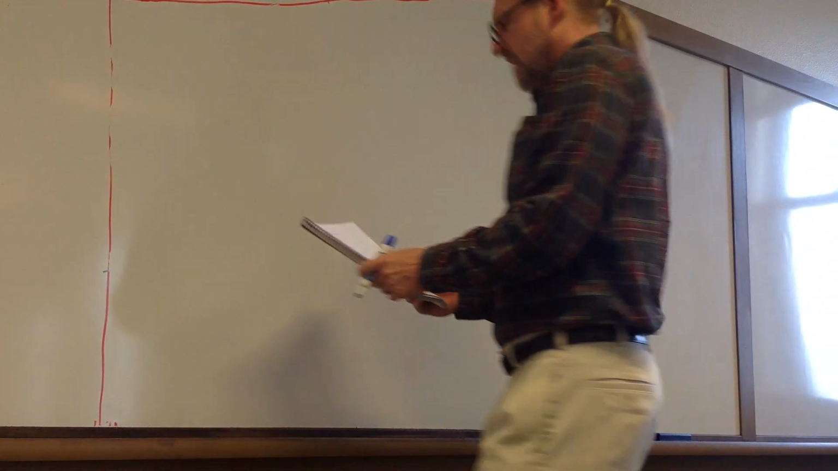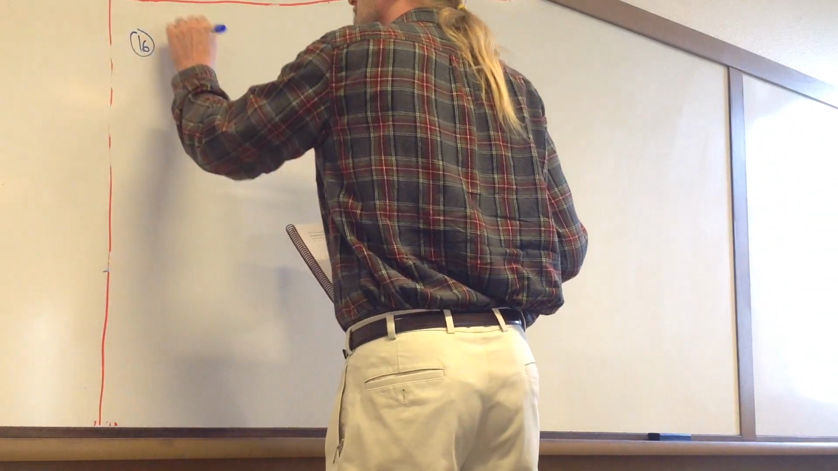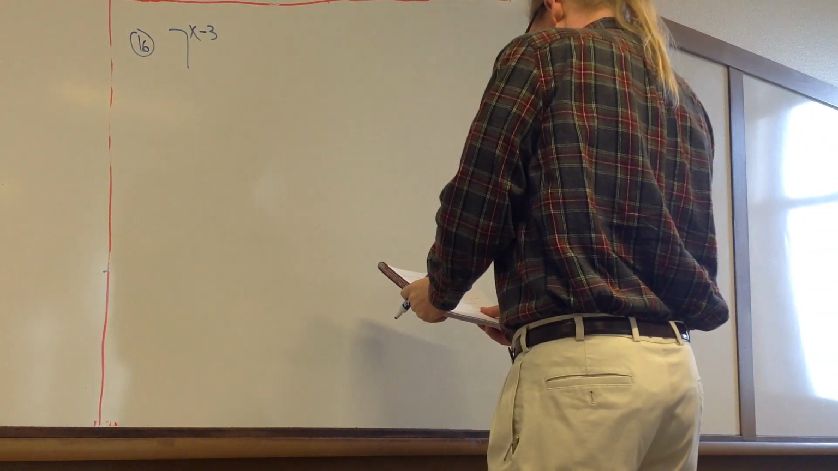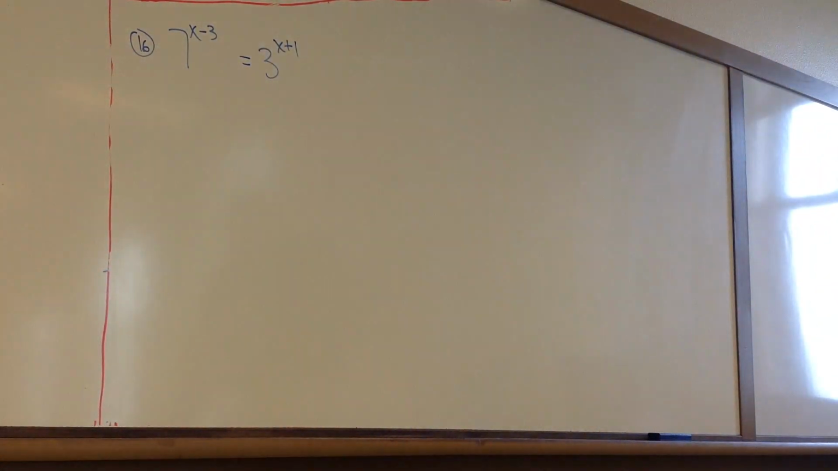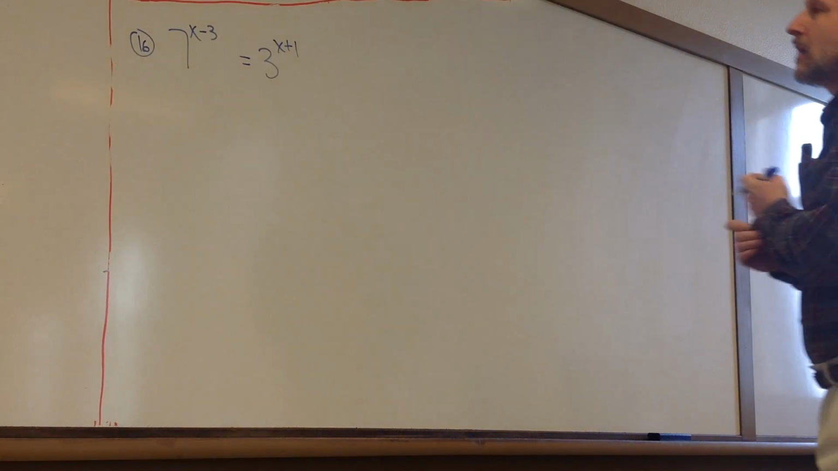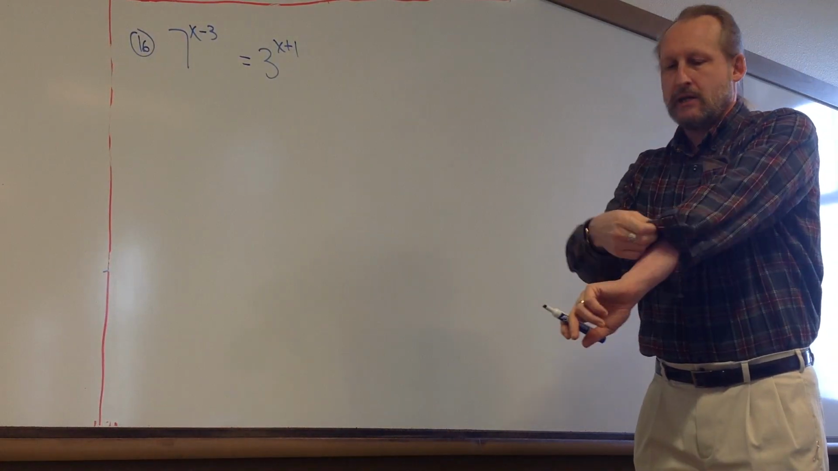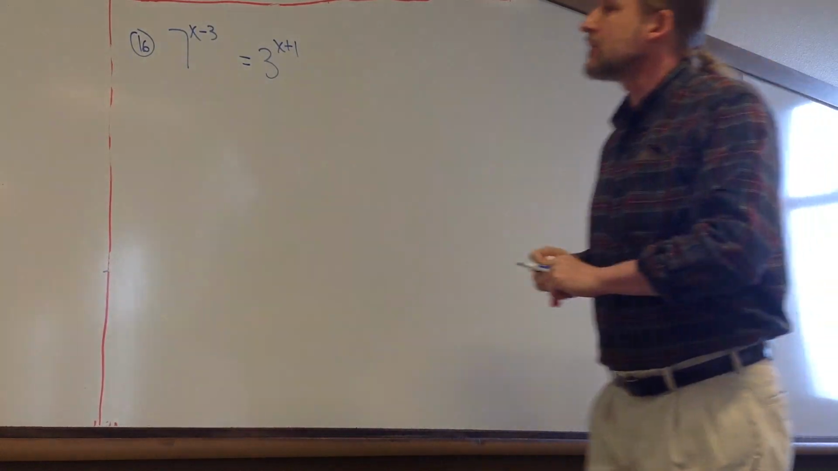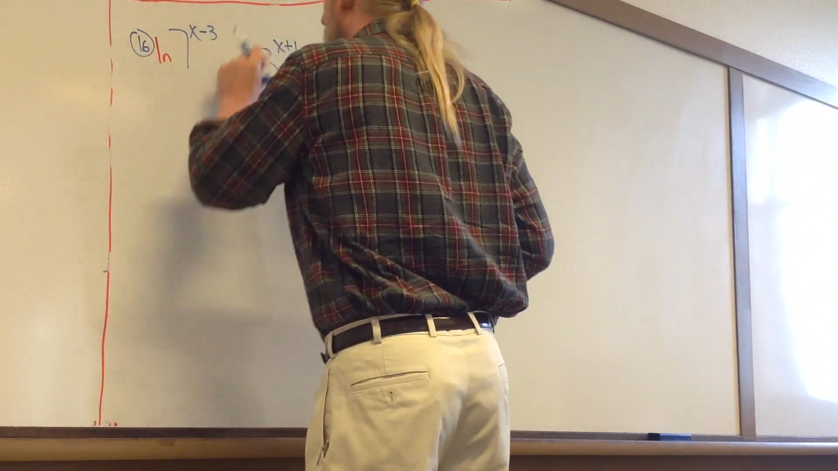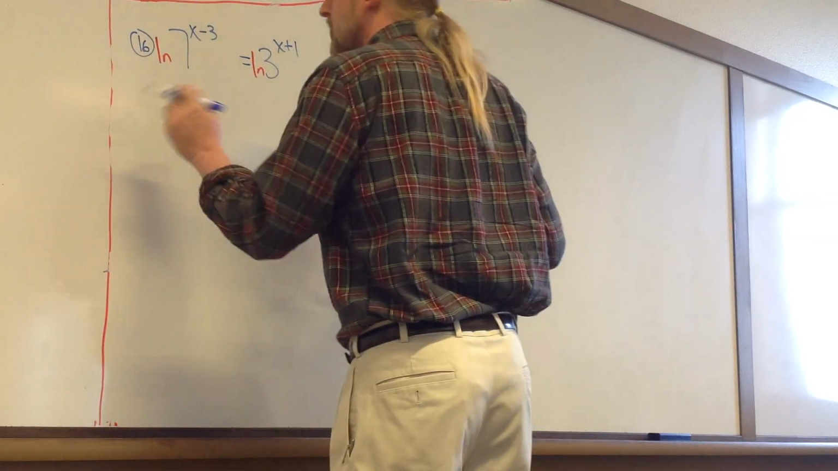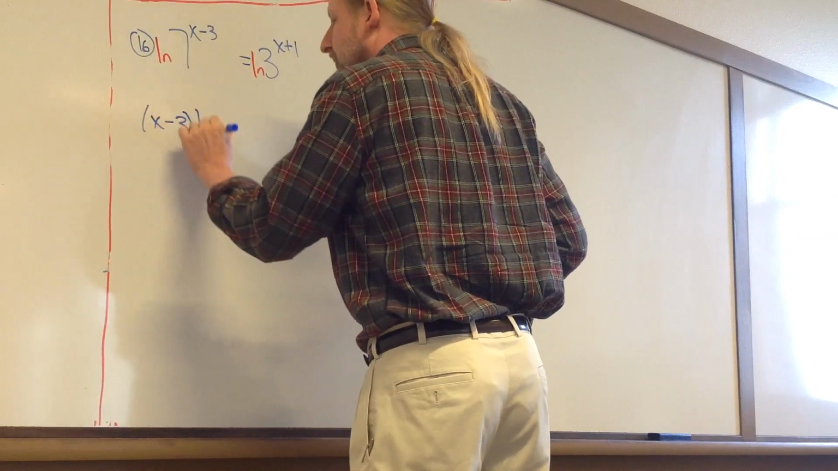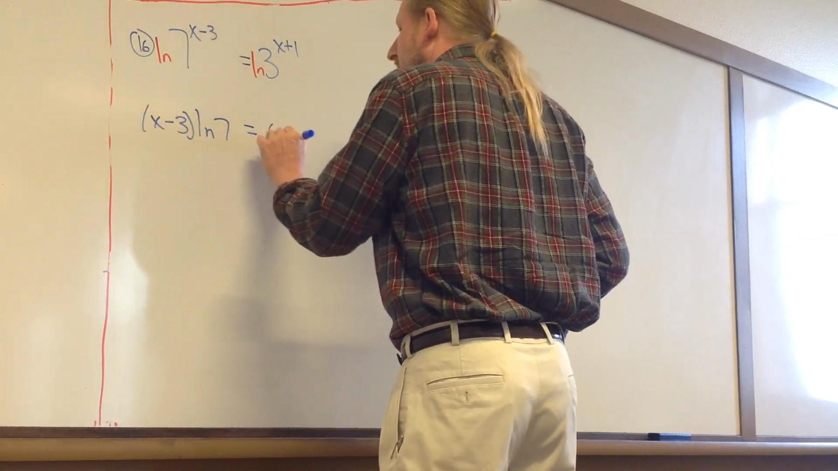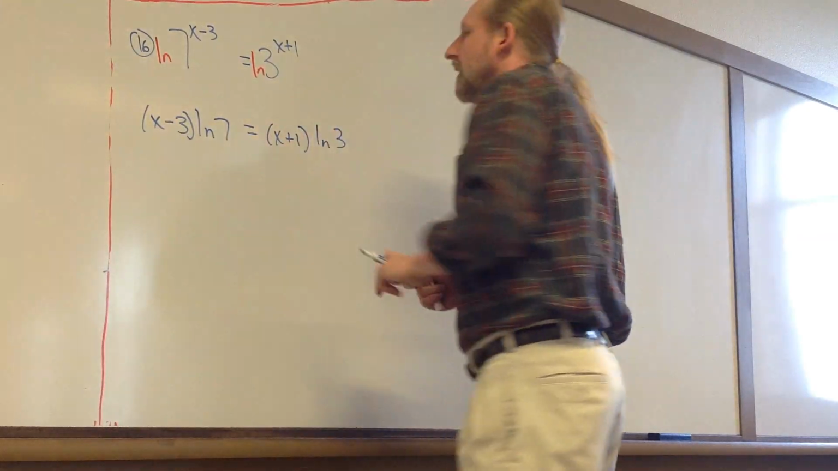So, problem 16, we start out with 7 to the x minus 3 equals 3 to the x plus 1. Okay, so let's see. I used log base 10 on that previous problem, so let's use natural log, ln, on this problem. We'll take a logarithm on both sides, and then we'll get x minus 3 times ln 7 equals x plus 1 times ln 3.